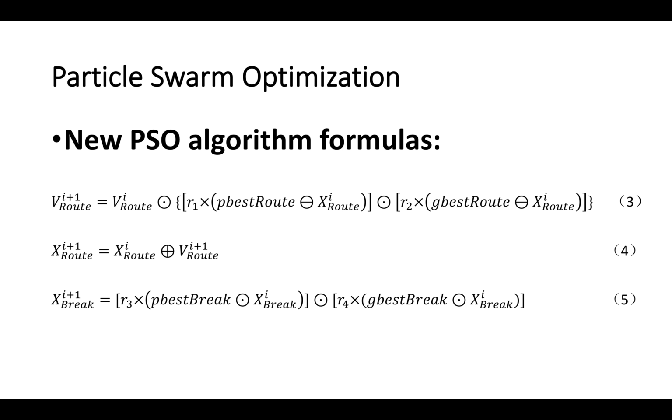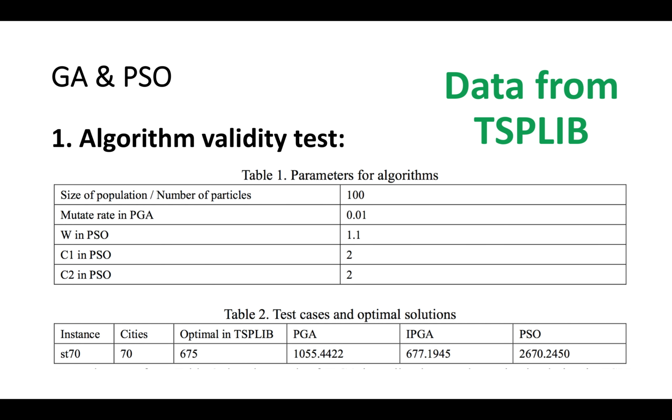In my second paper, which is submitted to Journal of Applied Soft Computing, I put forward three theories of comparative experiments on particular genetic algorithm, the improved particular genetic algorithm, and particle optimization algorithm. The algorithm validity test is to test each algorithm's validity. I used test data from TSPLIB, which is a benchmark of traveling salesman problem with empirical results. Among the three algorithms, the result of the improved particular genetic algorithm is really close to the optimal solution in TSPLIB, so the improved particular genetic algorithm can solve traveling salesman problem most effectively.